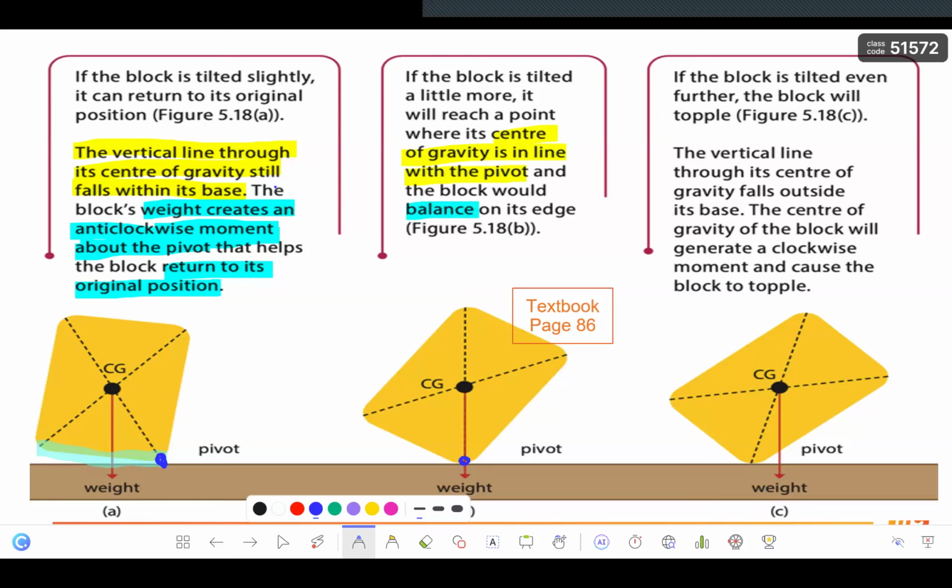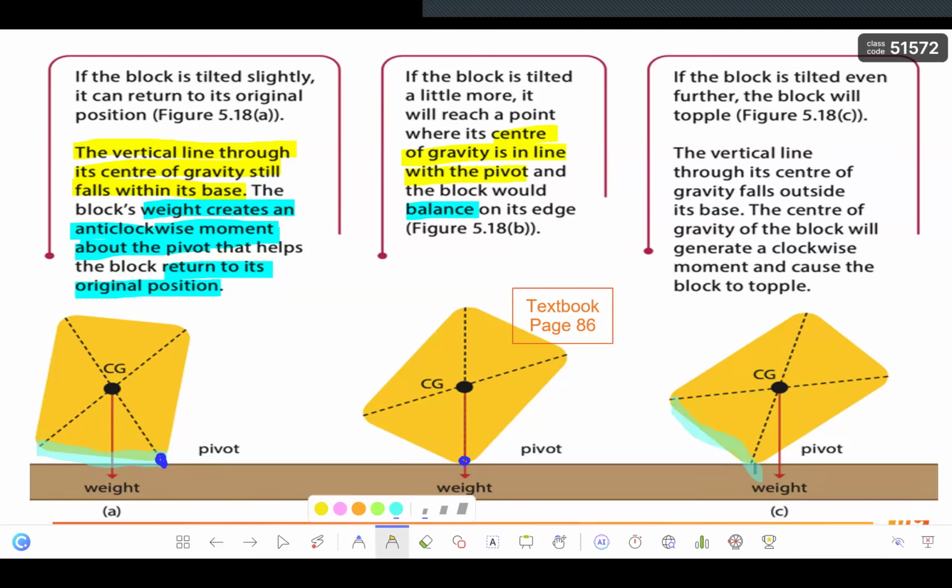Okay, then if I continue to tilt even more, my box will be like that. So now again, the first step, I need to talk about the line of action of the weight. My base area still remains as here.